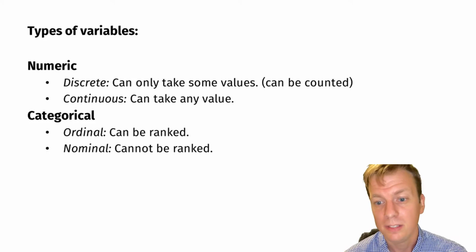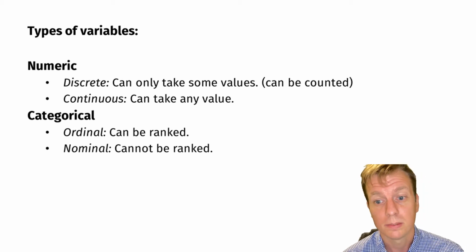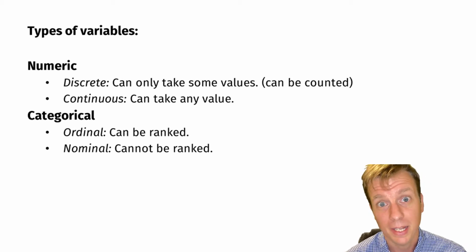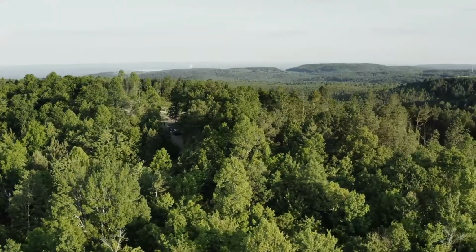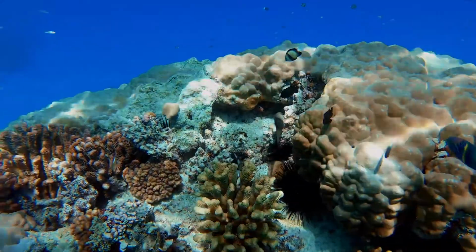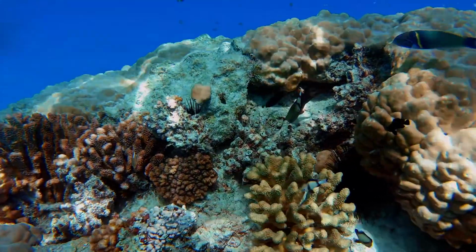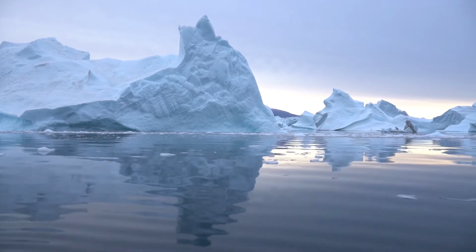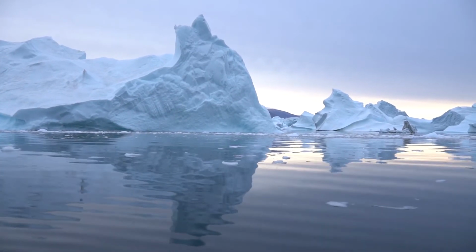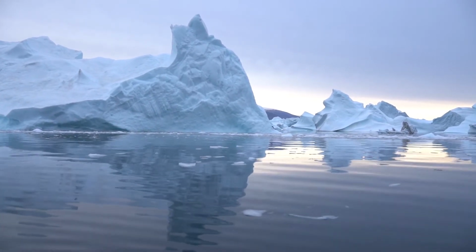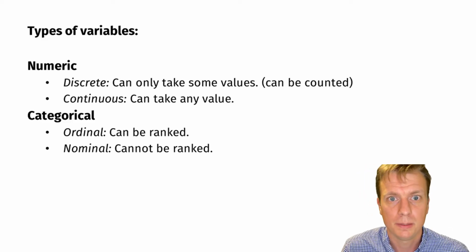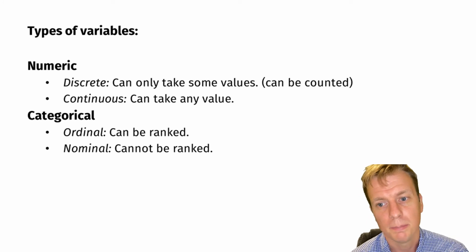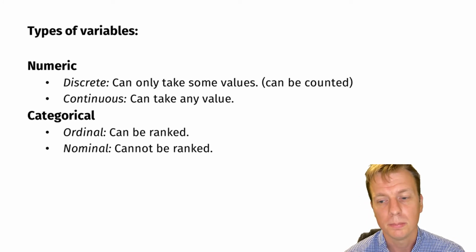And then there are continuous variables, and they can take any value within a given range. For example, the heights of trees are continuous. The biomass of coral produced per year is continuous. The amount of ice melt from the polar ice caps over a year is a continuous variable. The other type of variable are categorical variables. Categorical variables describe membership in some sort of group or category.